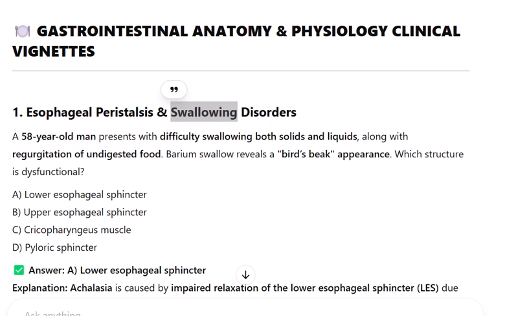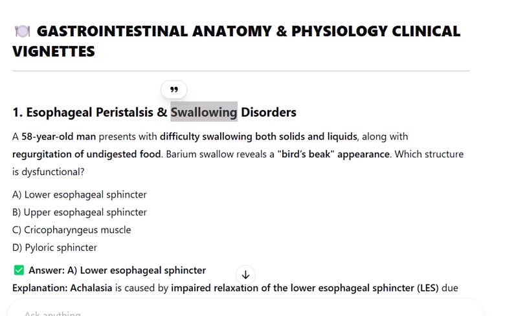A 58-year-old man presents with difficulty swallowing both solids and liquids, along with regurgitation of undigested food. Barium swallow reveals a bird's beak appearance. Which structure is dysfunctional? A. Lower esophageal sphincter. B. Upper esophageal sphincter. C. Cricopharyngeus muscle. D. Pyloric sphincter.